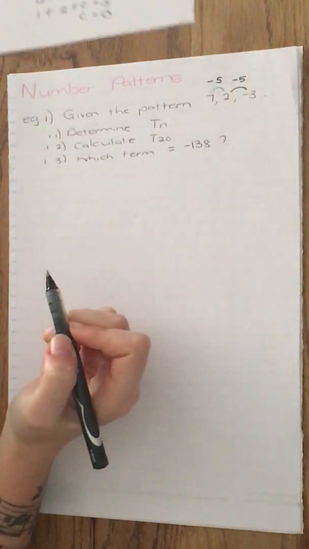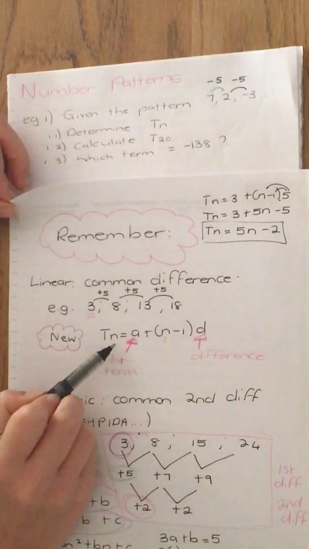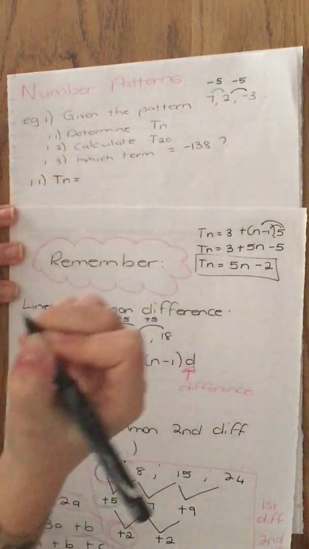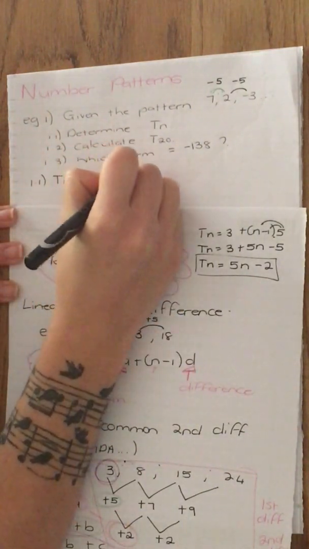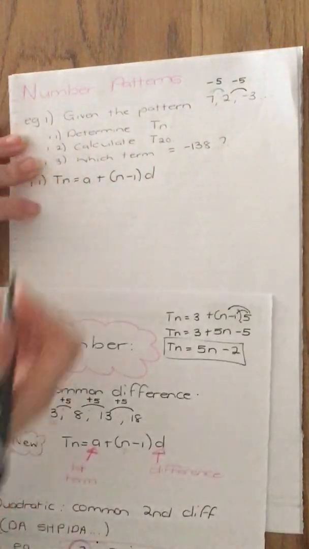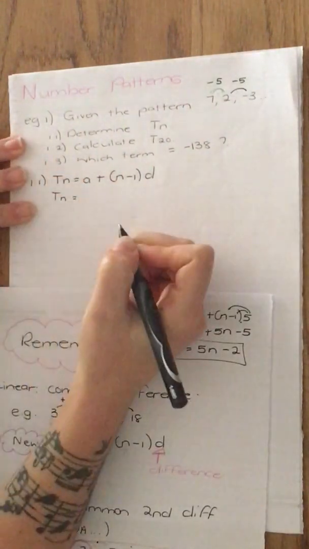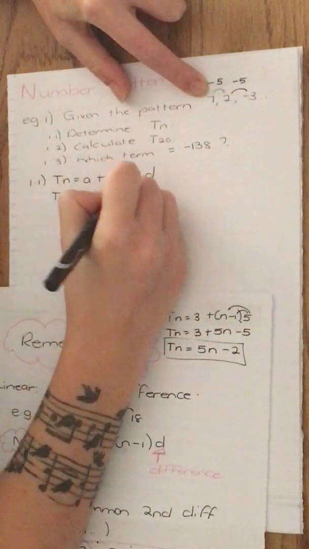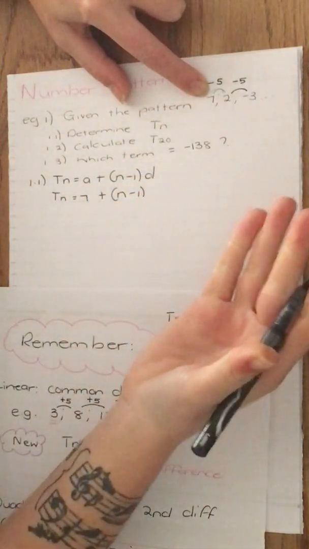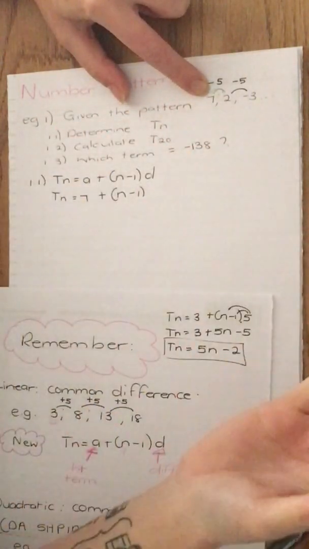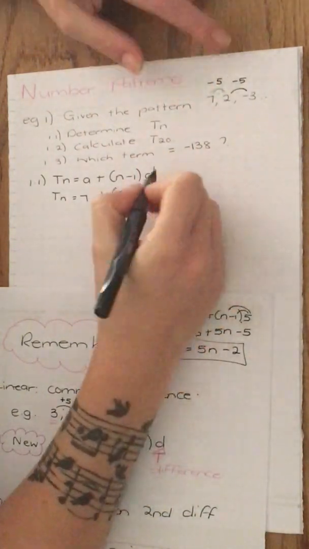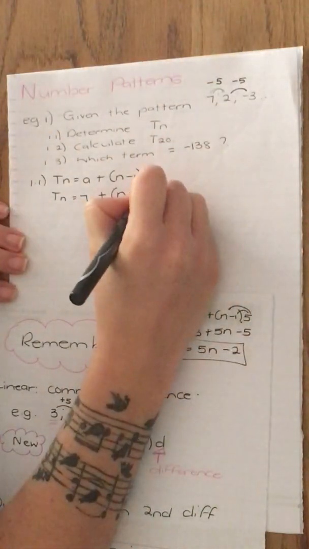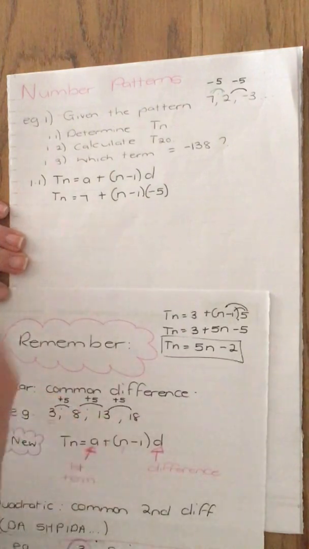Okay, so determine Tn. Now remember I told you, here is a formula that you can use that will certainly make your life a lot easier. So for linear patterns, you can always use this. Tn is equal to A plus n minus 1 d, where A stands for your first term. So in this pattern, your first term is 7. So 7 plus n minus 1, we'll leave it blank because we want to put numbers into it. Then d is going to be your common difference, which, do not forget, is not just 5, it is -5. So you must replace the whole thing with a -5.